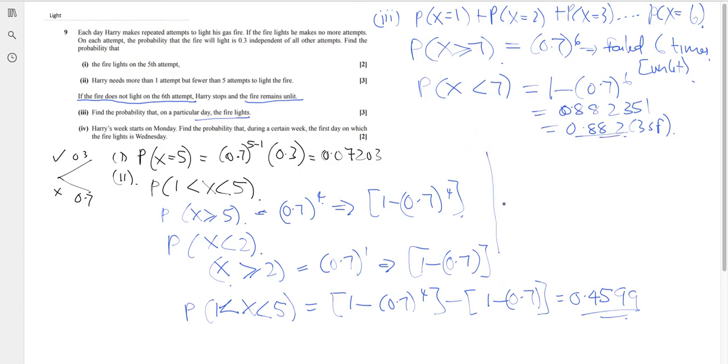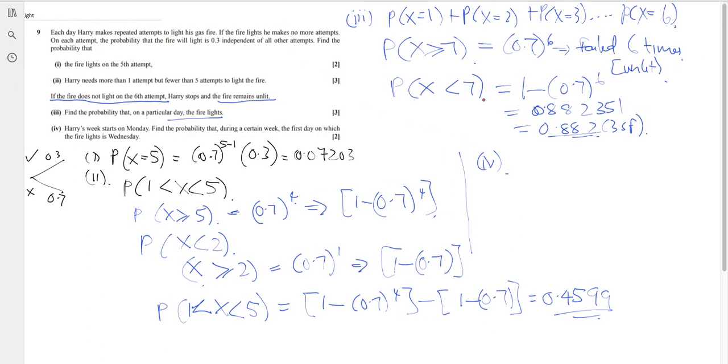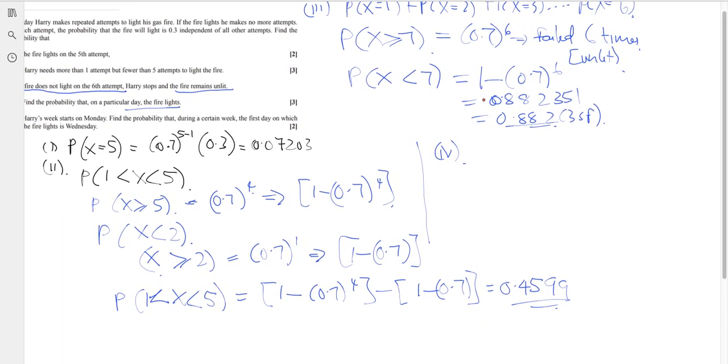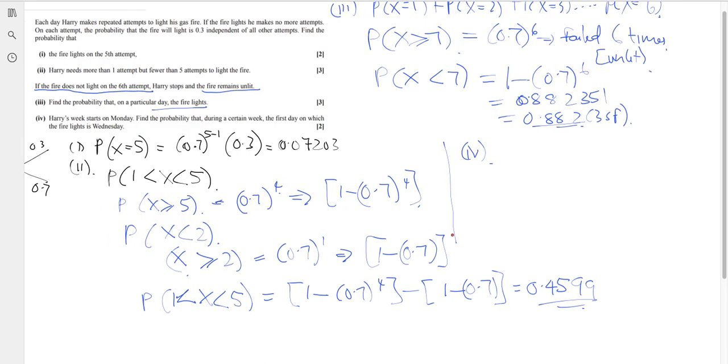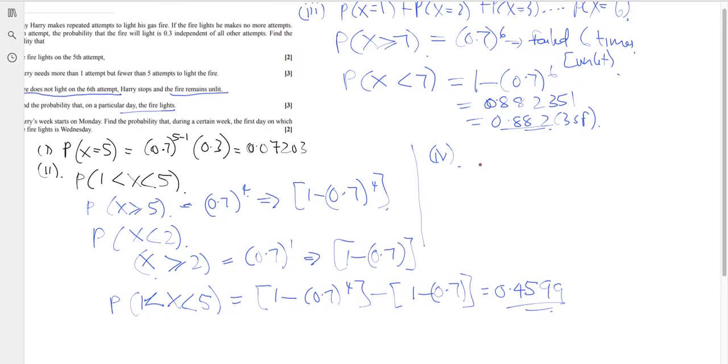And the last one, number 4. Harry's week starts on Monday. Find the probability that during a certain week, the first day on which the fire lights is on Wednesday. So Monday, Tuesday, Wednesday. Nothing happens on Monday, no light. He has tried 6 attempts, so nothing happens: 0.7 to the power of 6.